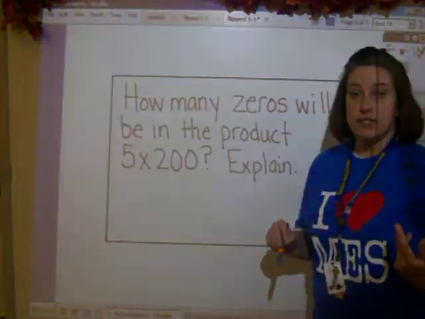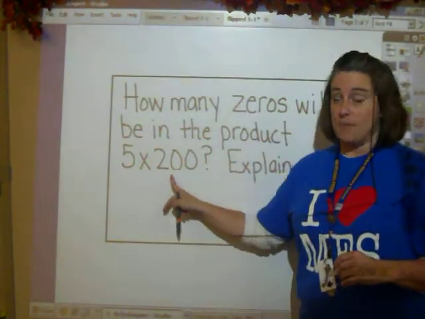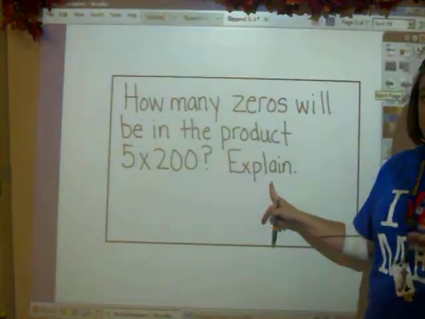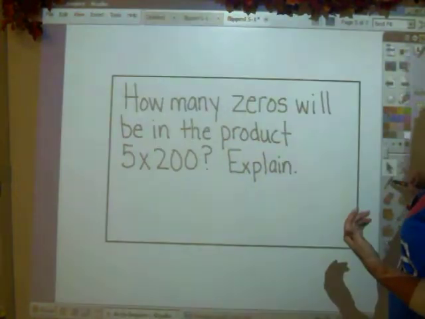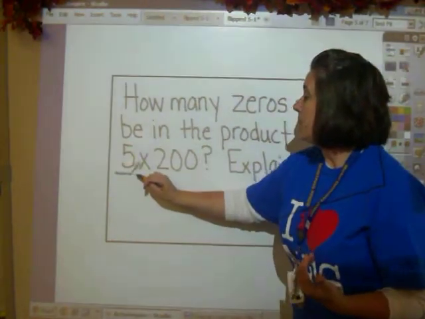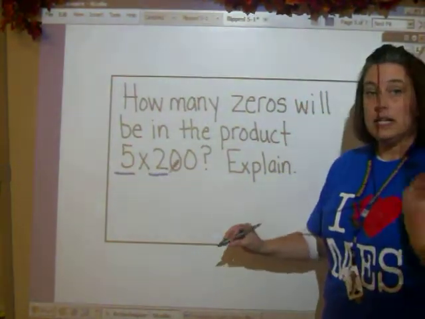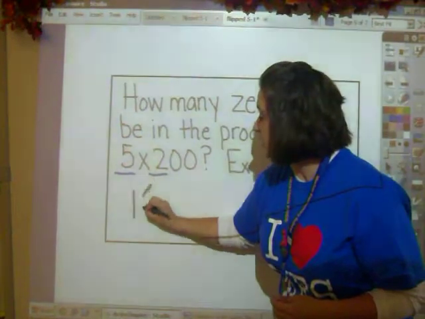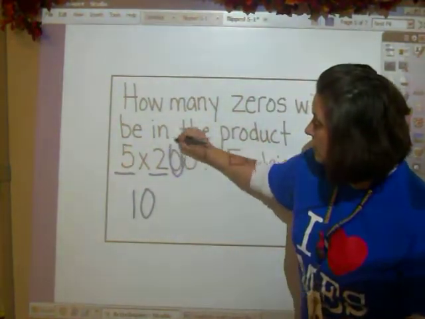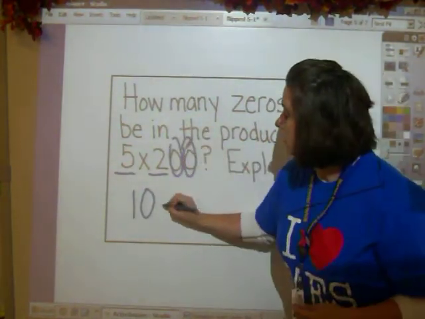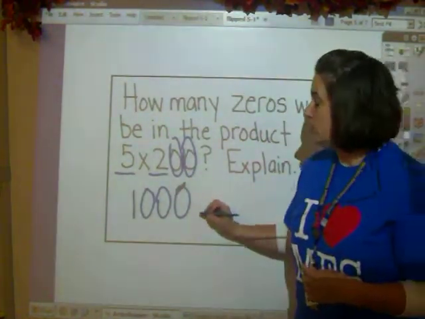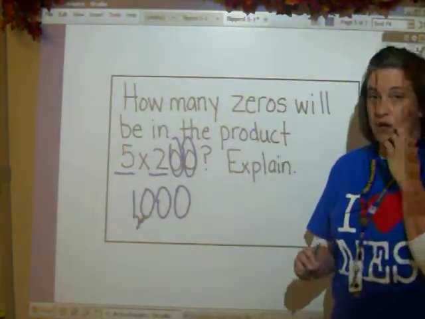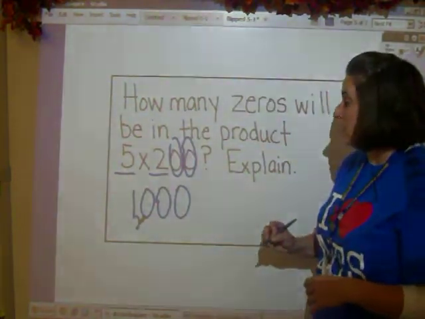So how many zeros will be in the product of 5 times 200? And then explain your thoughts. Well, let's follow our steps. 5 times 2 gives us 10. So record your 10. Now, we have 2 zeros, 1, 2, and record those as well. Make sure you use your comma to separate your ones period and your thousands period.